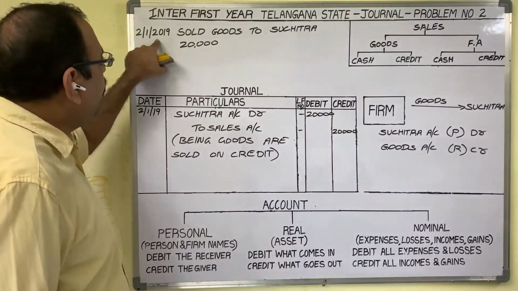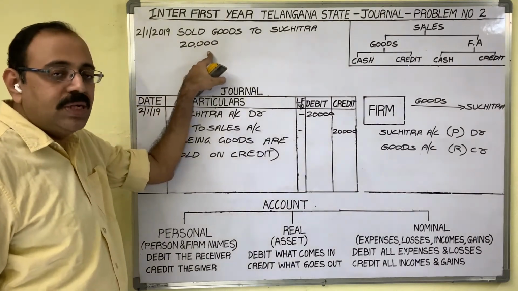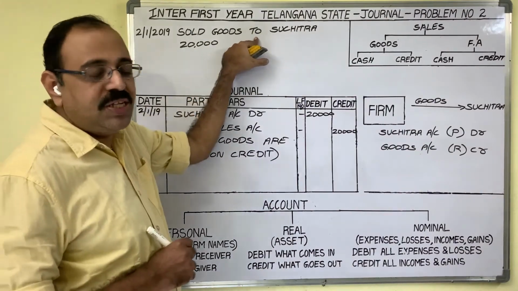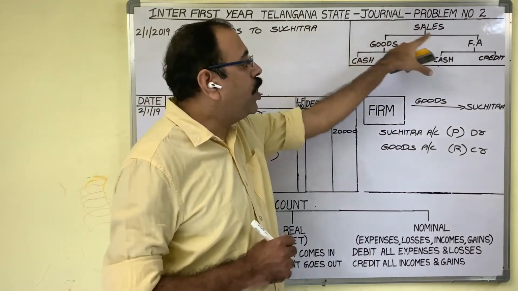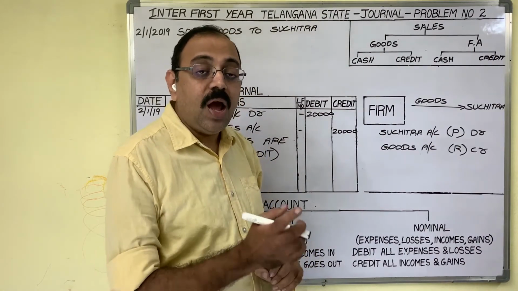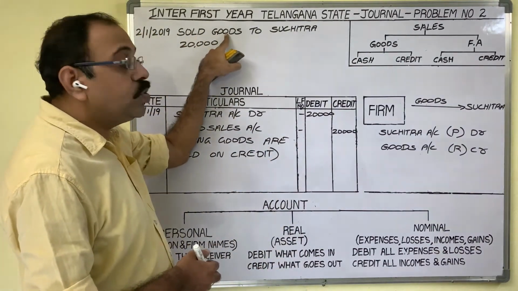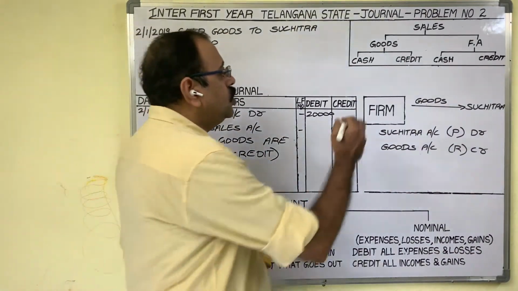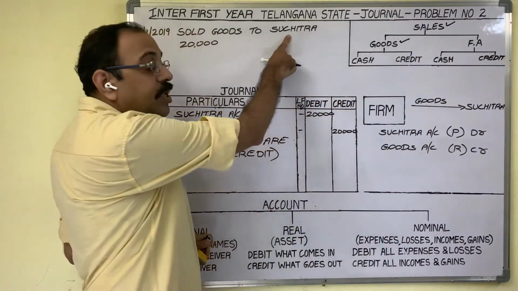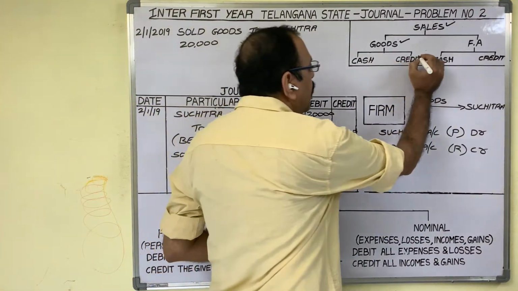On the second date, the transaction is: sold goods to Suchitra 20,000 rupees. This is a sales transaction. Whenever a sales transaction is given, we should observe 2 points. First one, what they have sold. Second one, how they have sold. Clearly it is given that the firm sold goods. Goods are sold. And the customer's name is given in the question, meaning it is a credit sale.